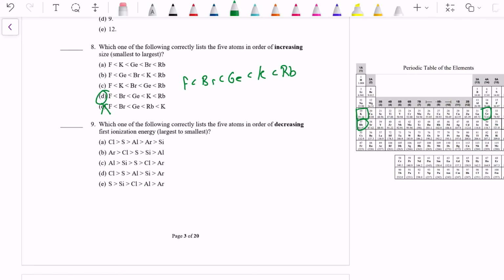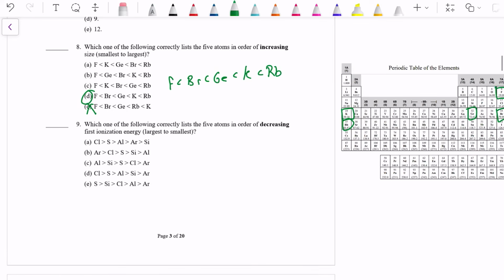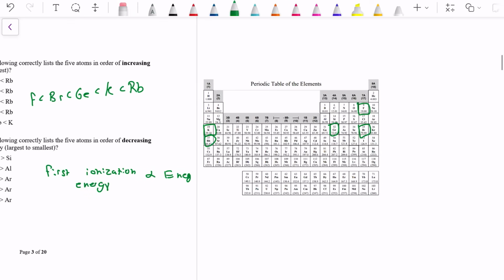9. Which one of the following correctly lists the 5 atoms in order of decreasing first ionization energy? So, first ionization energy is the energy it takes to remove the outermost electron. And it trends very similarly to electronegativity. I'm just going to call that ENEG, which we know increases on our periodic table that way, with fluorine being one of the most electronegative atoms.